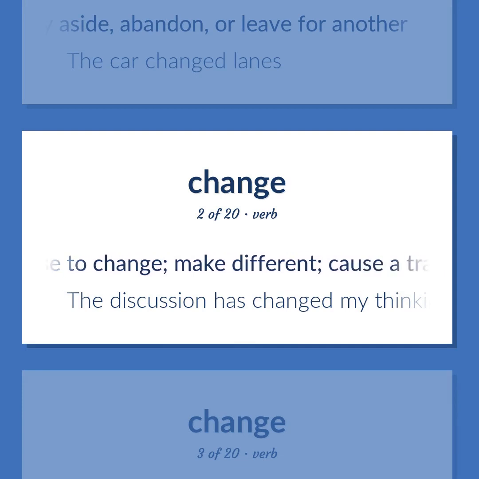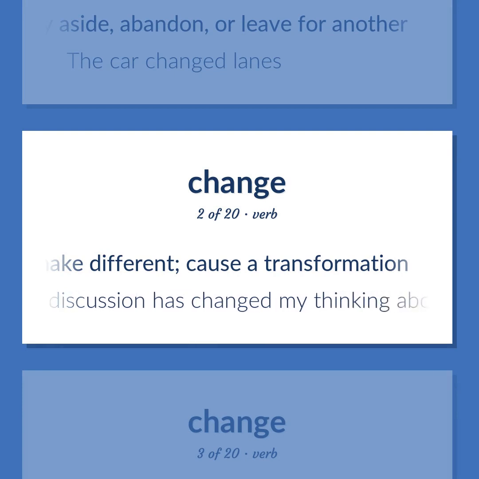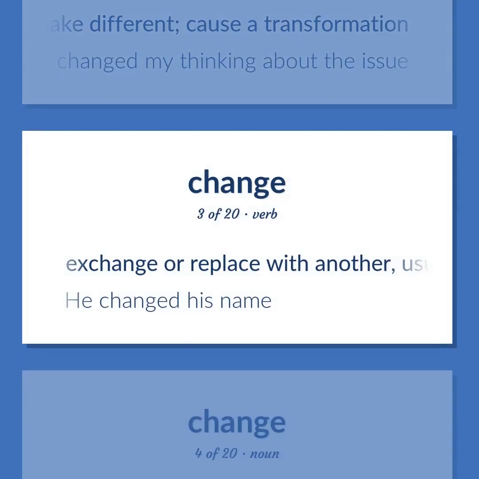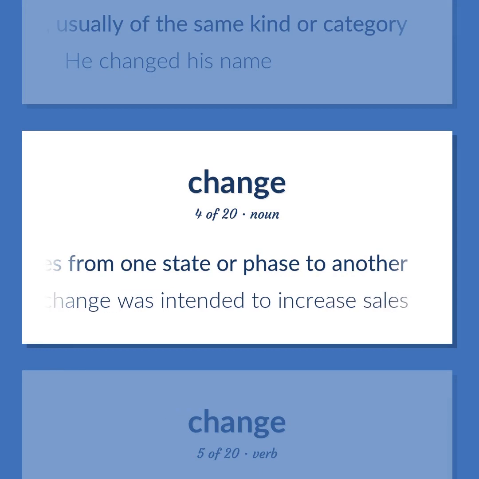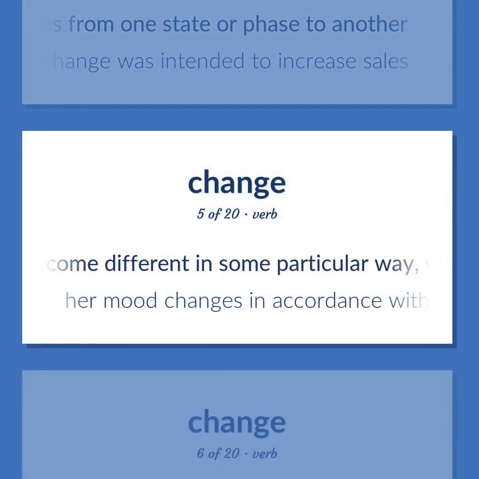Cause to change. Make different. Cause a transformation. The discussion has changed my thinking about the issue. Exchange or replace with another, usually of the same kind or category. He changed his name. An event that occurs when something passes from one state or phase to another. The change was intended to increase sales. Become different in some particular way, without permanently losing one's or its former characteristics or essence. Her mood changes in accordance with the weather.